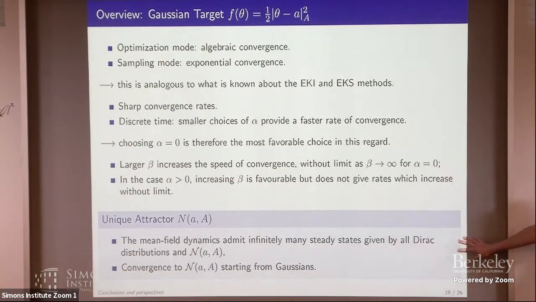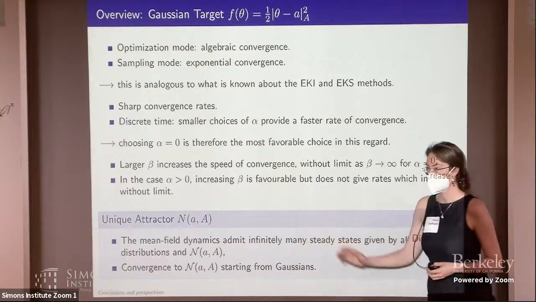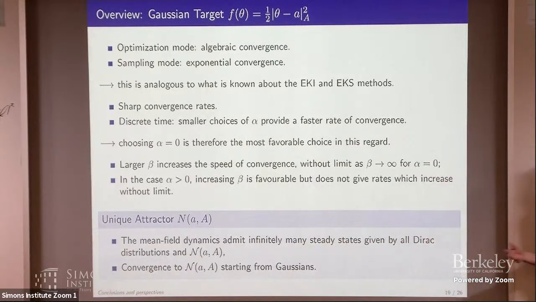Now let me mention something about the steady states. Actually any Dirac measure is also a steady state, in addition to the Gaussian that you're actually looking for. If you start at the Dirac, then you wouldn't move. But what you can show is that if you start at something that is not a Dirac, then you converge not to a Dirac, but to the targets that you're actually interested in.